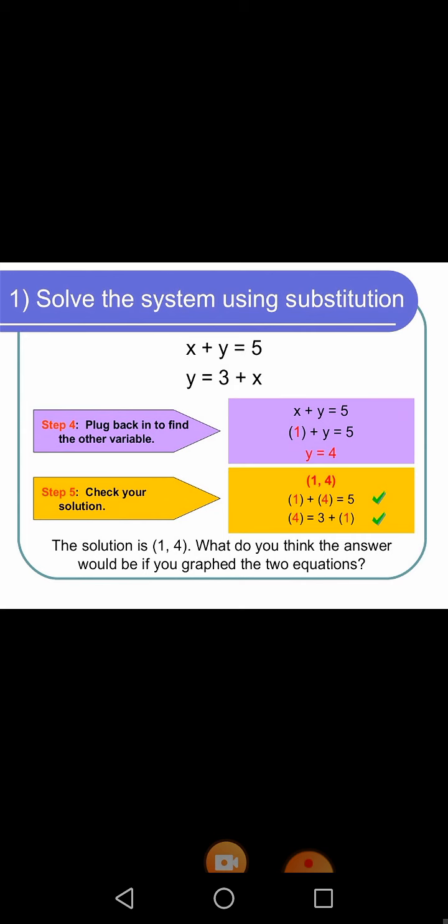Step 4, plug back to find the other variable. x plus y equals 5. Yes, you can use the first equation or the second equation as you want. I just wanted to get the value of y. So here y equals 4. Step 5, check your solution. If it's okay, then you are okay.